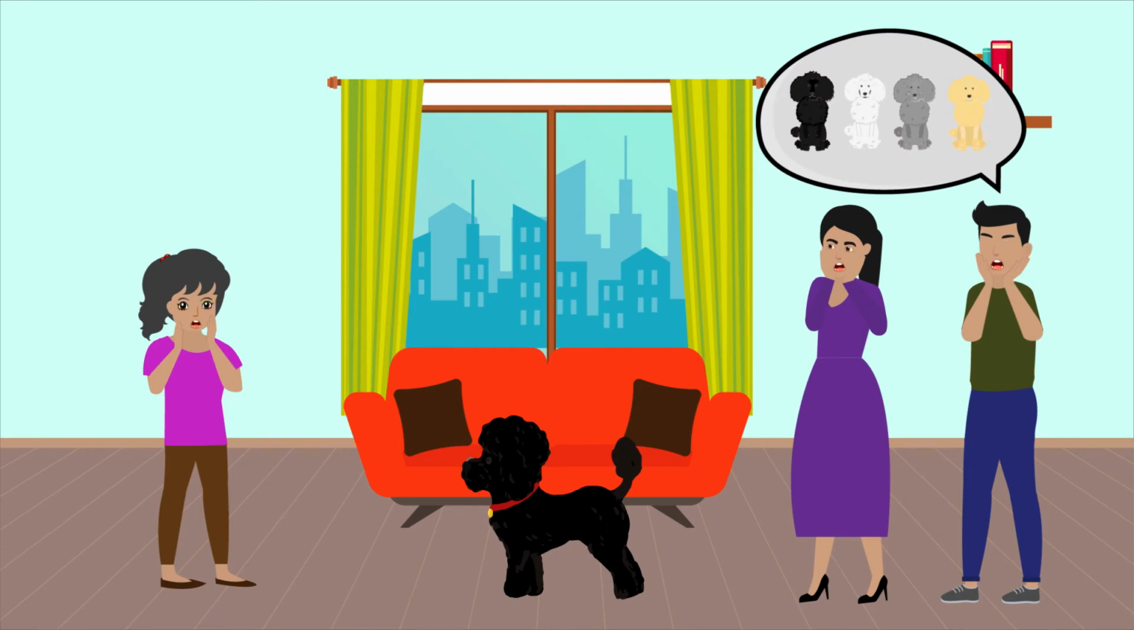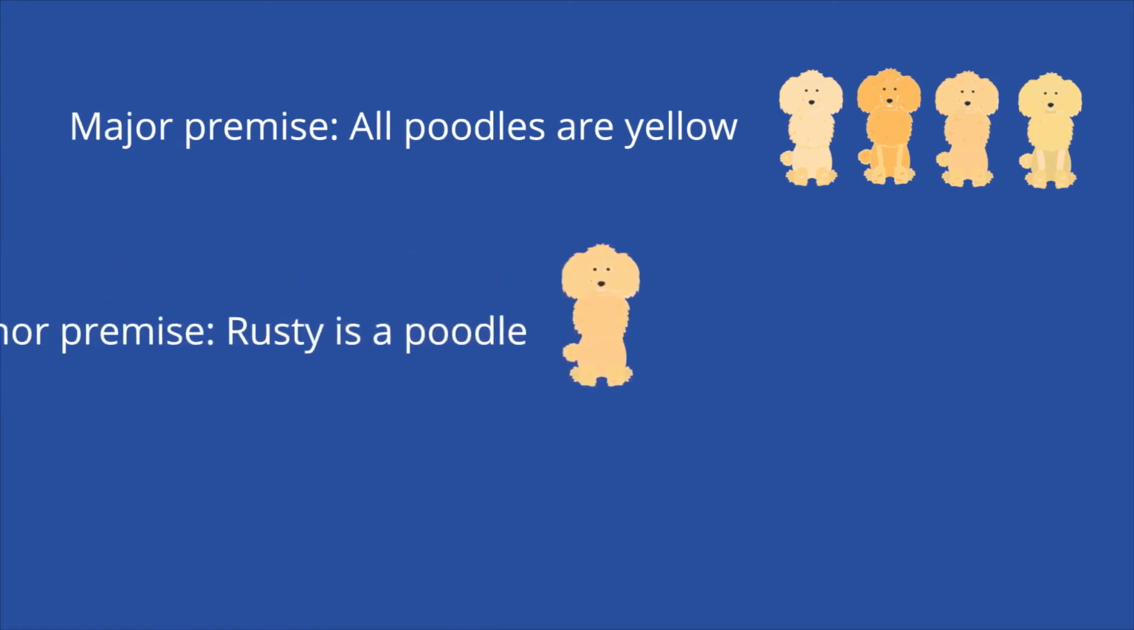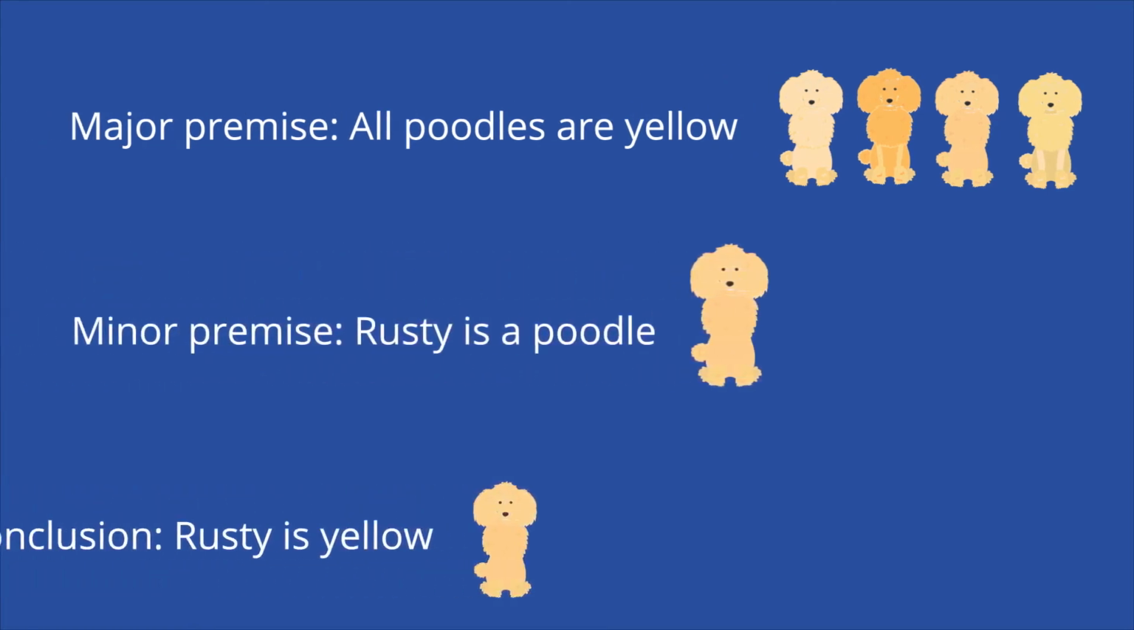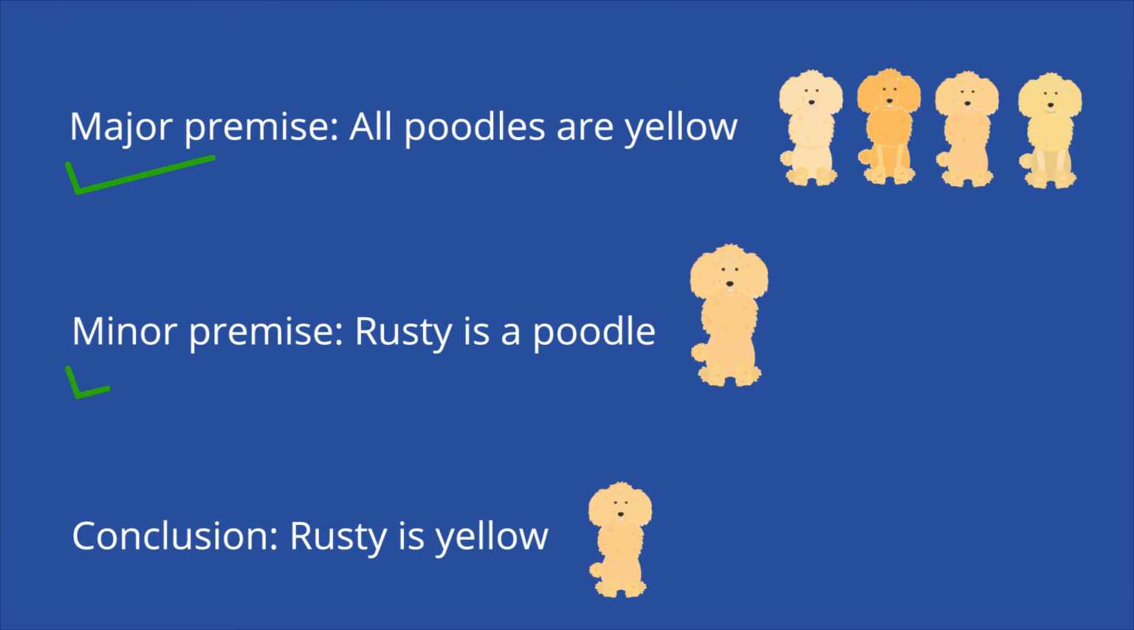A sound argument is a valid argument with all true premises. In this case, the premise that all poodles are yellow is false, making Carson's argument unsound. Note that Carson still had a valid syllogism. An argument can be valid without all of its premises being factually true. If all poodles were yellow, he would have reached an accurate conclusion. However, even factual premises do not guarantee a correct final assertion.